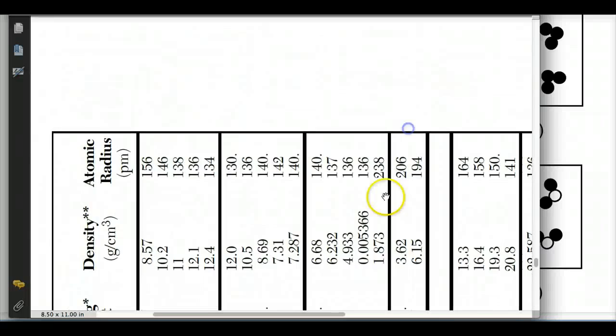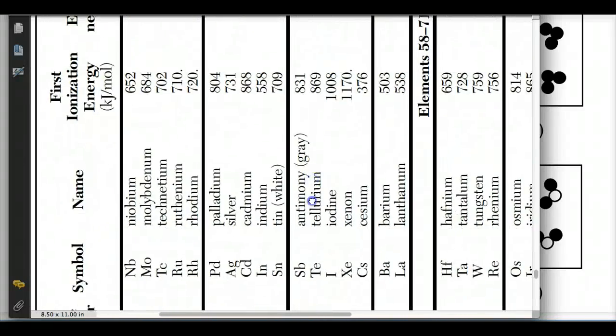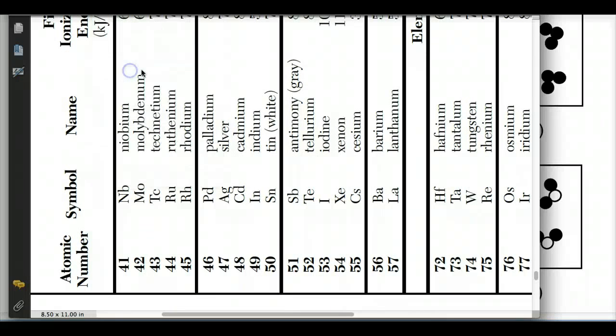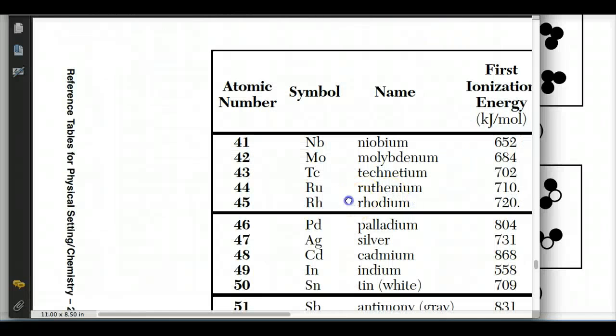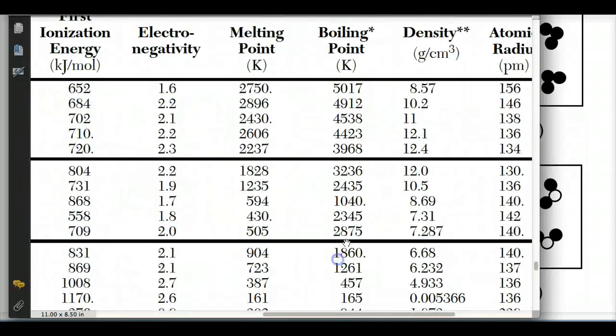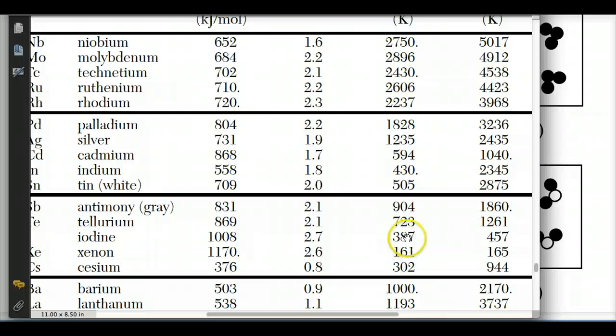Next page, I guess. Upside down, great. Okay, where are you? Let me just rotate this. Rotate pages. Okay, so iodide's melting point is 387. So that would be the best second place there.